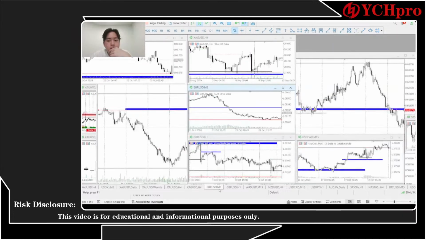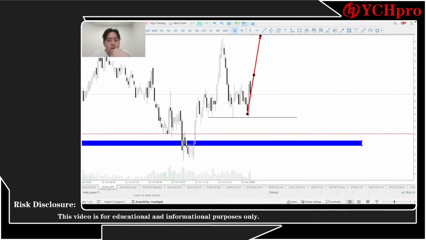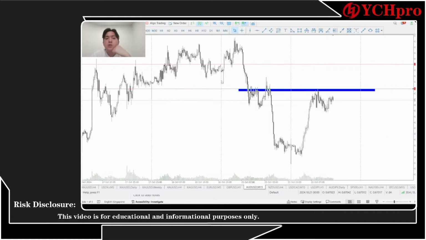But Euro USD seems like it's going lower. So AUD, if I'm thinking the dollar index is going higher, yep, I think we can just do shorts, to be honest. So let's do shorts, putting our stop loss above this level.